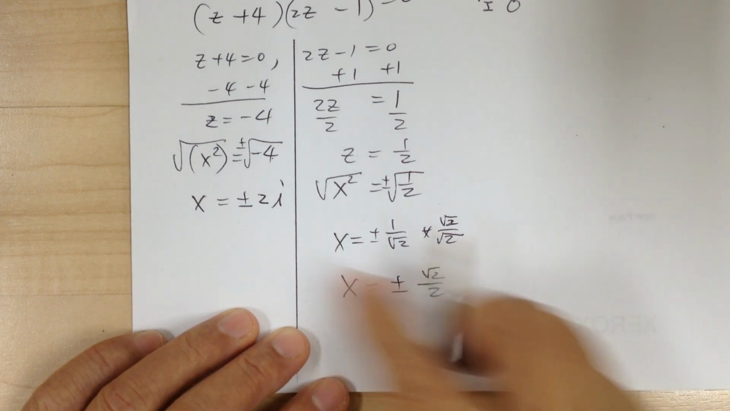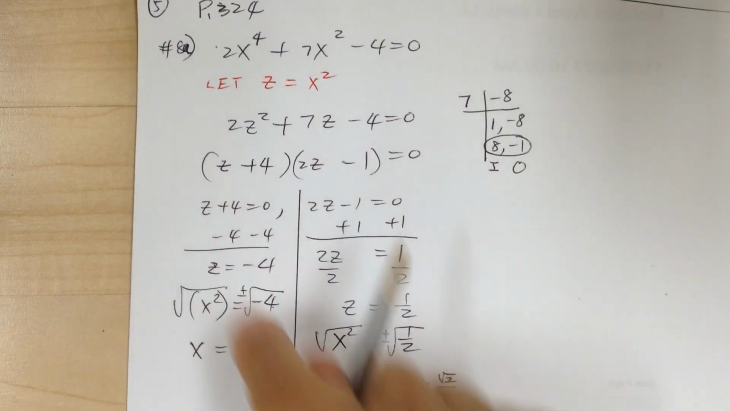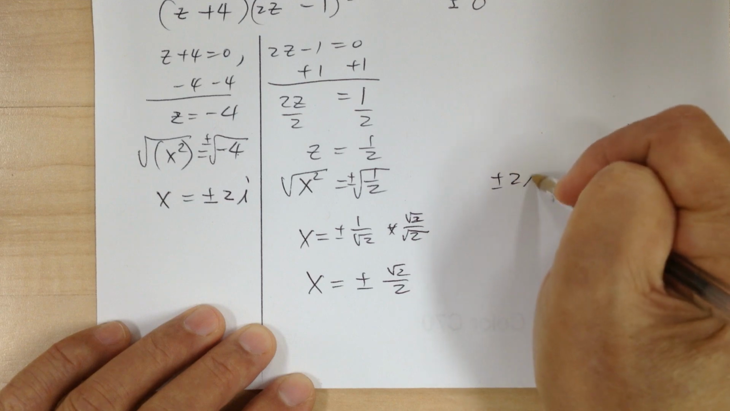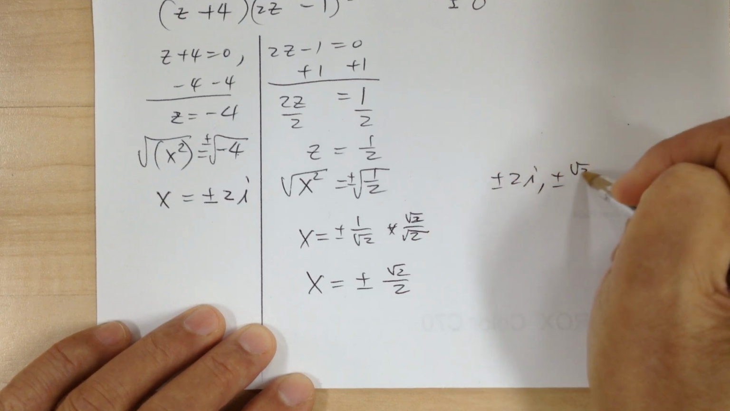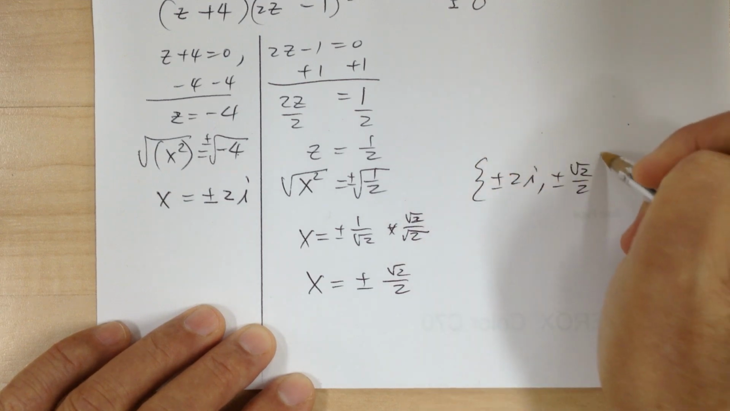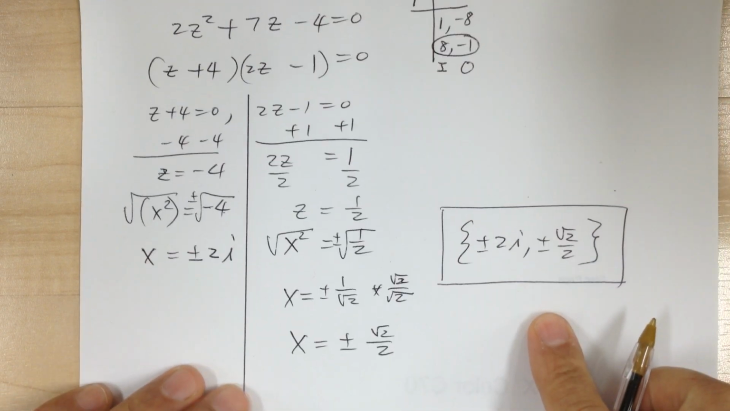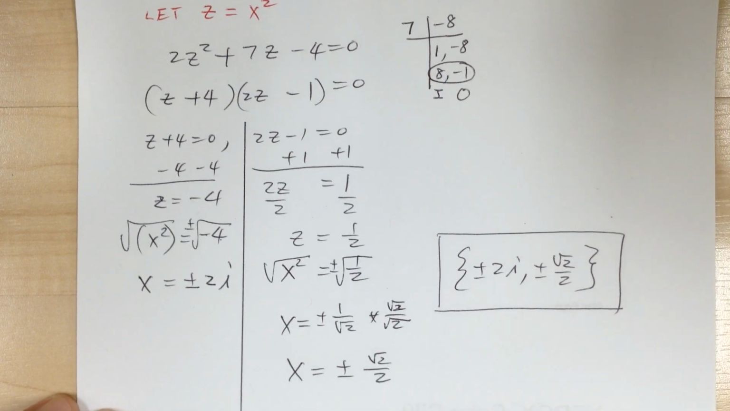So you got 4 answers because it's a fourth power. So your answer would be plus or minus 2i, plus or minus square root of 2 over 2. And so those are your 4 answers. Okay, let's go to the next one.